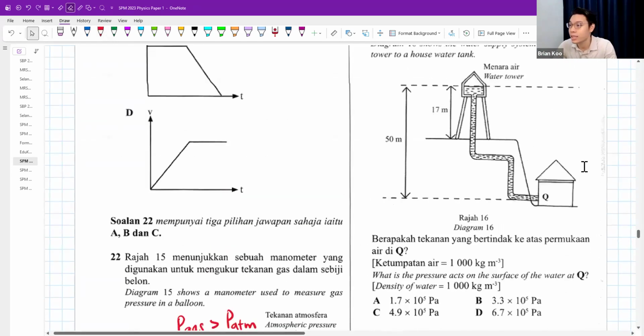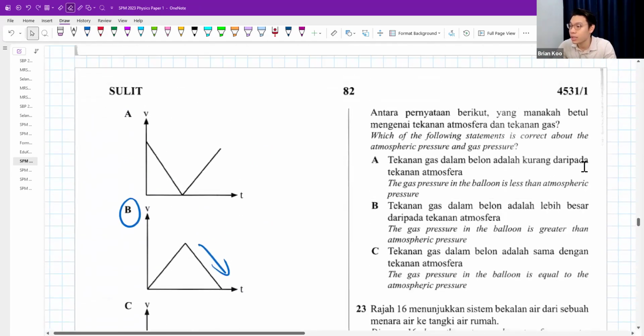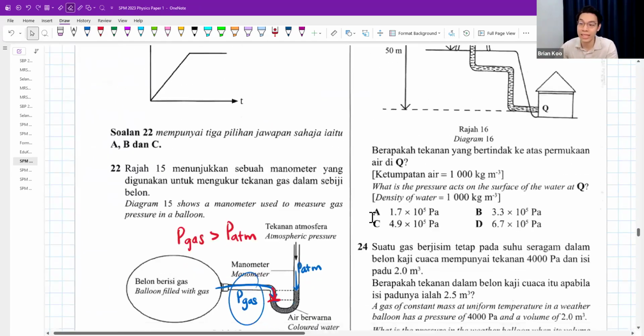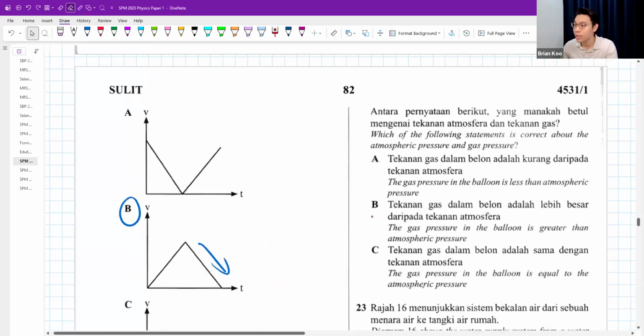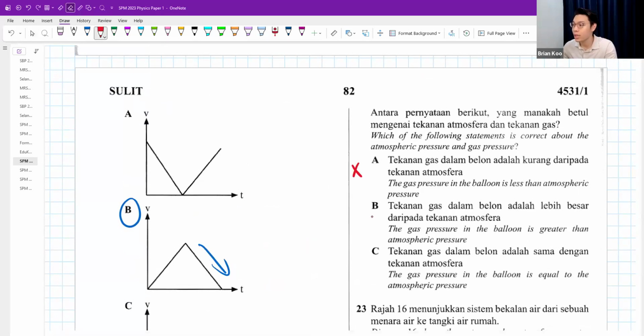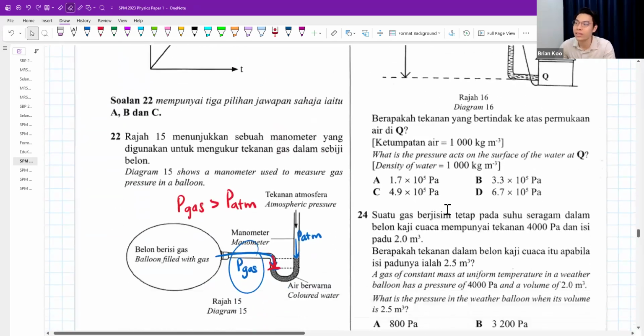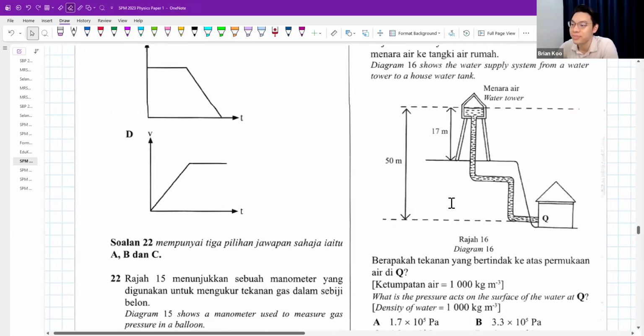Okay, let's see what they say. Gas pressure in the balloon is less than atmospheric pressure. No, we know gas is more. So A is wrong. Gas pressure in the balloon is greater than atmospheric pressure. That's correct. It is not equal. Exactly what I said. Gas pressure greater than atmosphere.